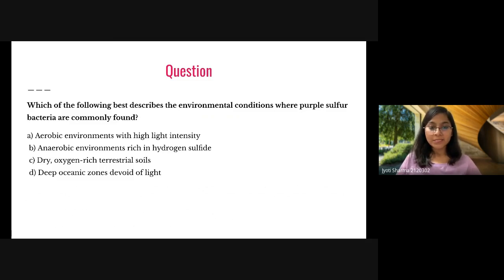Which of the following best describes the environmental condition where purple sulfur bacteria are commonly found? Four options are here. A is aerobic environment with high light intensity. B is anaerobic environment rich in hydrogen sulfide. C is dry oxygen rich terrestrial soil. And D is deep oceanic zone devoid of light. So you have to tell me what is the environmental condition where these purple sulfur bacteria can survive and thrive.